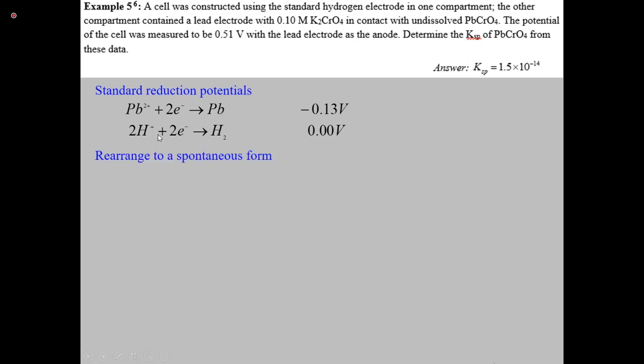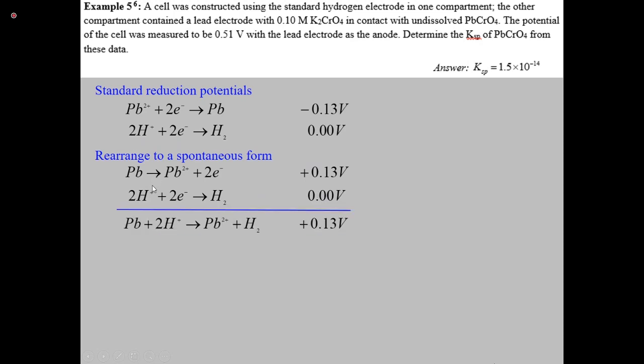So now let's rearrange that to a spontaneous form. So that would be oxidizing the lead. And when we do that, we change the minus to a positive here. So it's plus 0.13 volts. And versus the SHE reduction, it's still 0 volts. So it gives us an overall cell reaction of plus 0.13 volts.